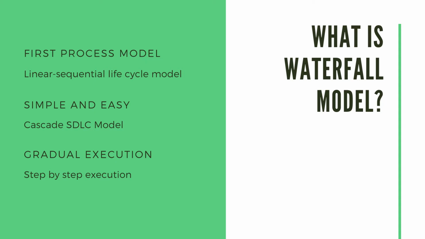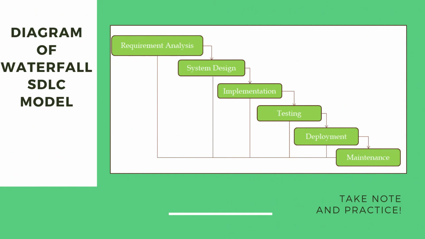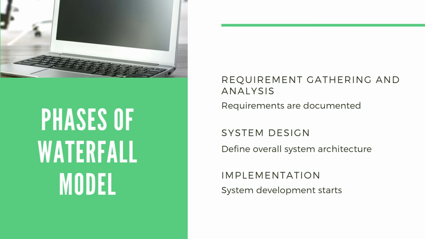So the following figure shows the representation of the different phases of the waterfall model. The first phase in the waterfall model is requirement analysis. The second phase is system designing. The third is implementation. After implementation, testing comes into the picture. After testing of the software, deployment of the system is done, and after that the maintenance phase comes. So let's see the waterfall model phases one by one.